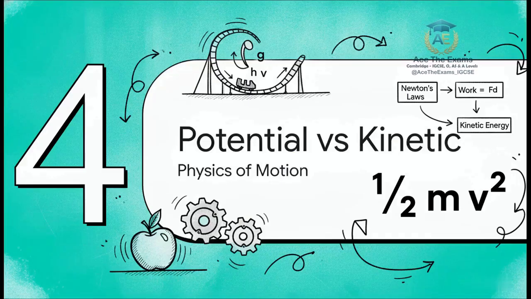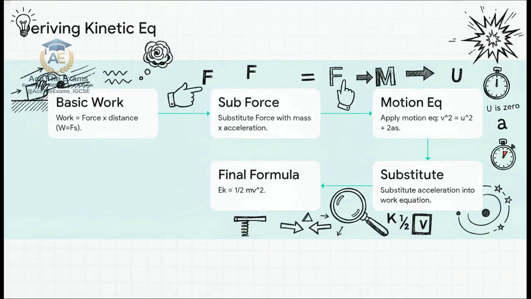All right, on to Section 4, Potential versus Kinetic Energy. Time to master the physics of motion and position. Let's look at how these formulas are actually built. It's kind of like a logical puzzle. We start with the basic work equation, W equals F times s. Then, we substitute force with Newton's second law, F equals ma.